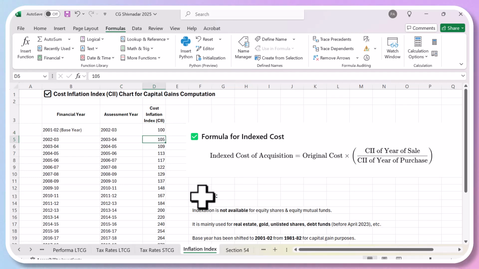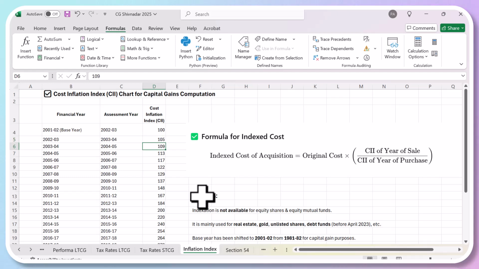Okay. So that means if you bought something in 2001-02 and sold in 2002-03, the inflation has gone up by 5%. So if you bought at 100 and sold at 105, there will be no tax because you have just gained by 5%. Okay. And on inflation, you don't have to pay any tax.